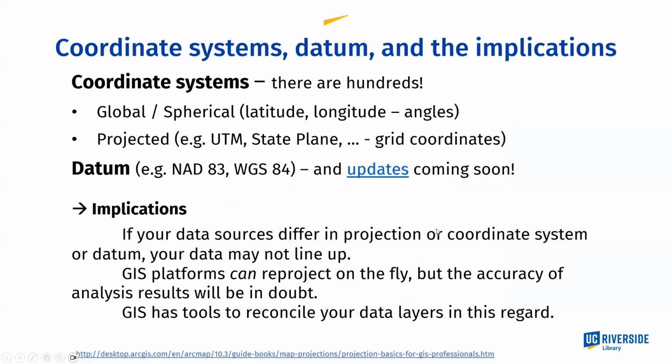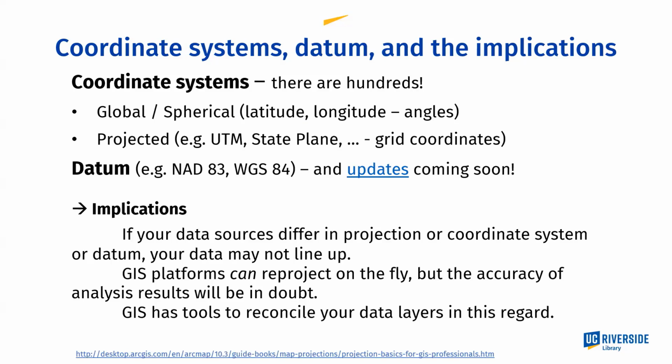So before we get to that, we need to talk about coordinate systems and datum as well. So kind of associated with the projections, coordinate systems are how you identify a particular location. There are hundreds of coordinate systems, and two basic, again, buckets of these are if it's global or spherical. So we're talking about thinking about the Earth as a globe. And if you can picture an angle created from the center of the Earth out to a particular position on the globe, the number of degrees, minutes, seconds of that angle corresponds to the latitude and longitude values that we have.